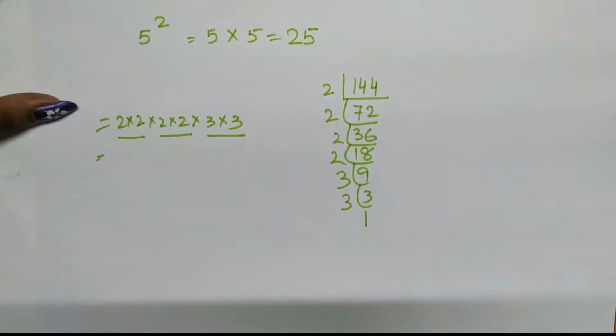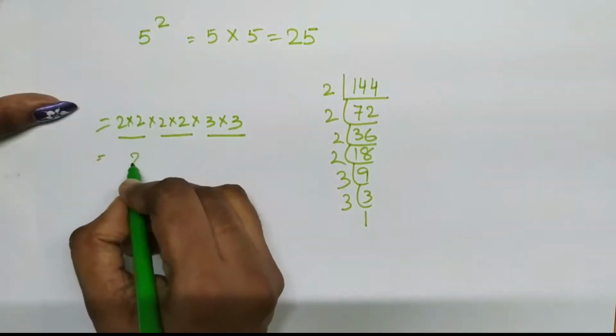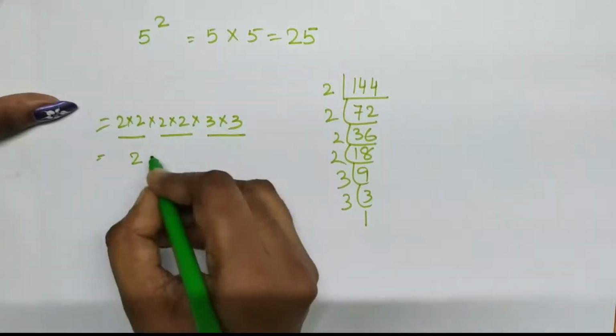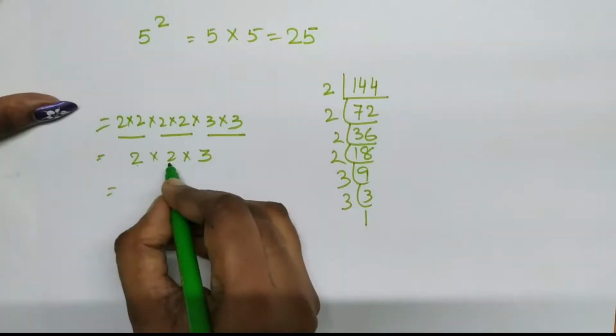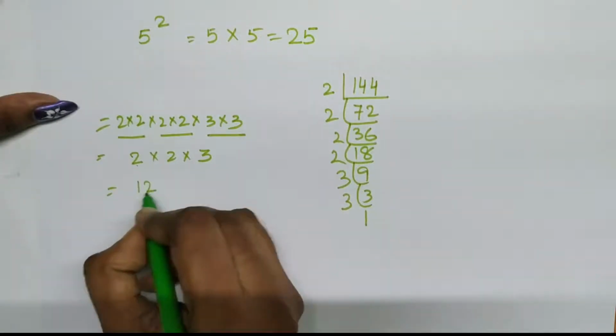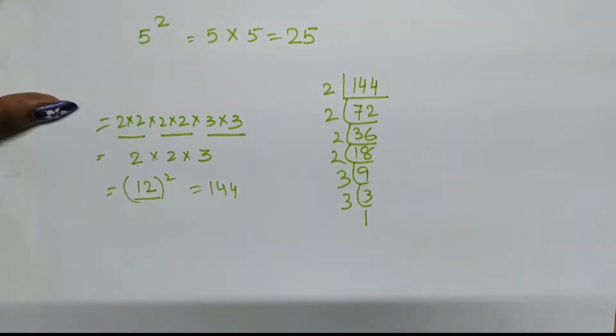And of which number is it a perfect square? When I make the pairs, I write one 2 for this pair, one 2 for this, and one 3 for this. That means 2 into 2 is 4, 4 into 3 is 12. So 12 square gives me 144.